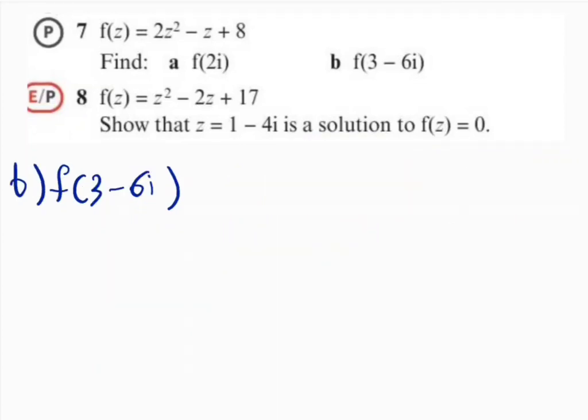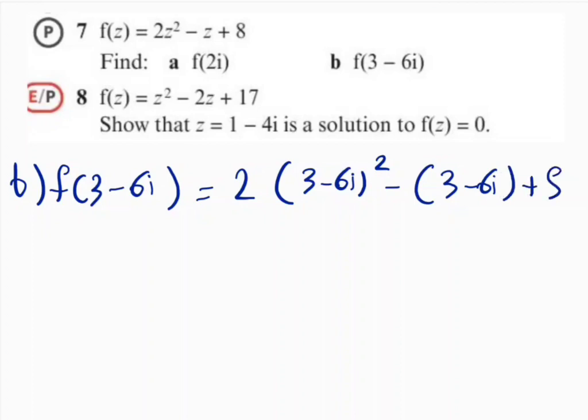So minus 8 plus 8 is equal to 0, and we get minus 2i. B, f of 3 minus 6i. So it's the same as part A, with just a different complex number. In this case, we have 2 times 3 minus 6i squared minus 3 minus 6i plus 8. Now we can work this out.